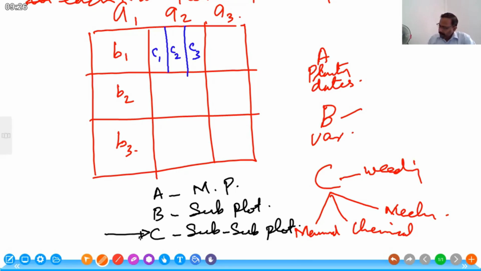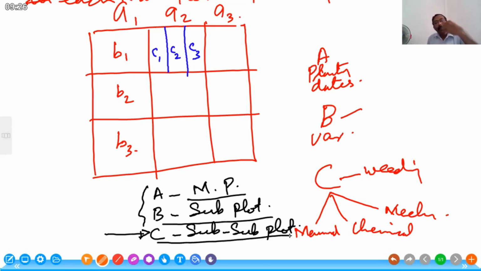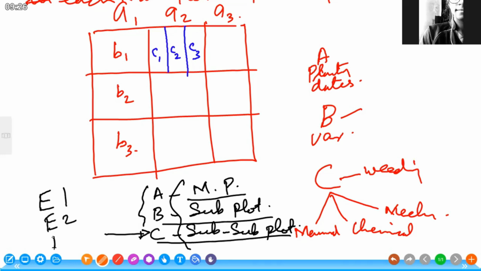Okay. So here, this is one way. A is the main plot. B is a subplot. C is a subplot, the smallest plot. So how many plot sizes are here? 3 types of plots. So how many experimental errors will there be? 3. E1, E2, E3, because we have 3 plot sizes. Remember that.